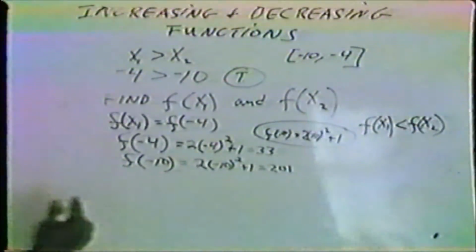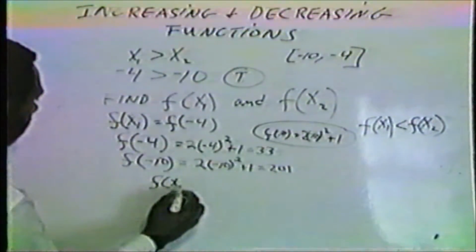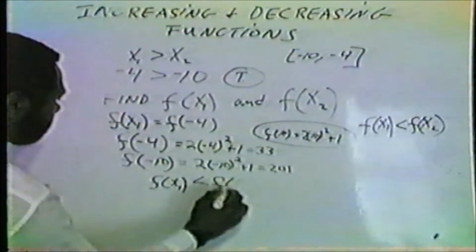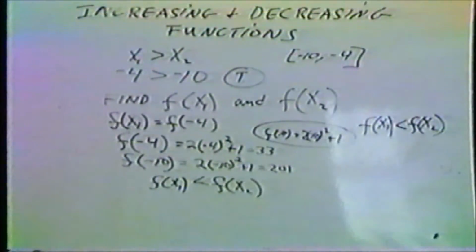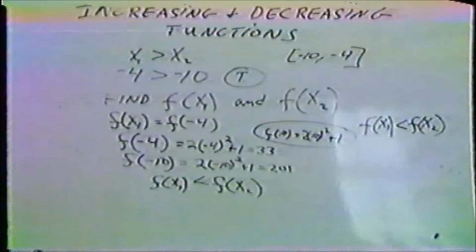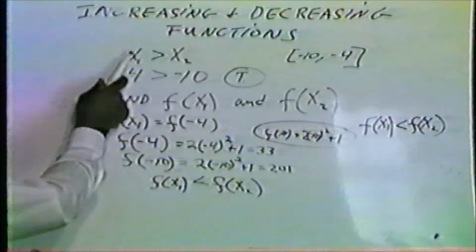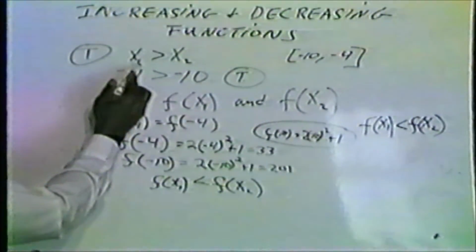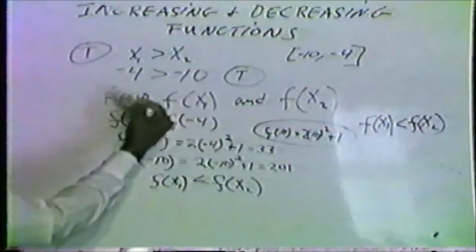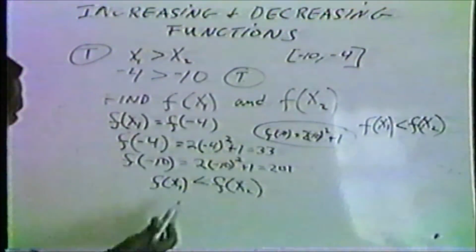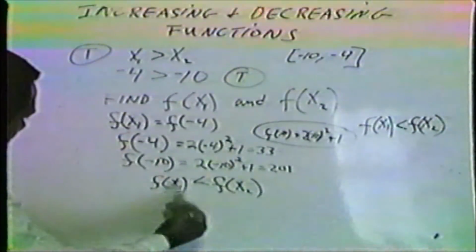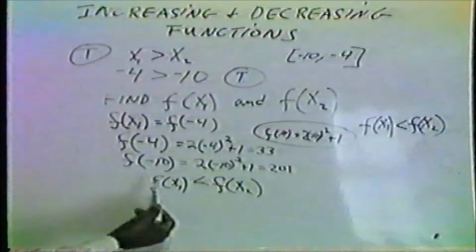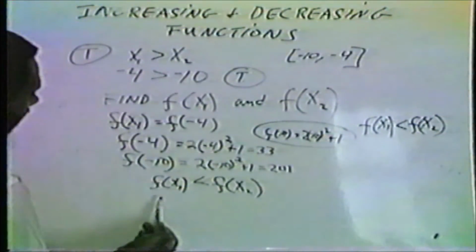Now we have found f of x of 1, and we have found f of x of 2. For the function to be decreasing in that interval, we've already shown that x of 1 is greater than x of 2. That's the way we chose our two numbers. Now we have to find out whether f of x of 1 is less than f of x of 2. If it is true, then our function is decreasing.